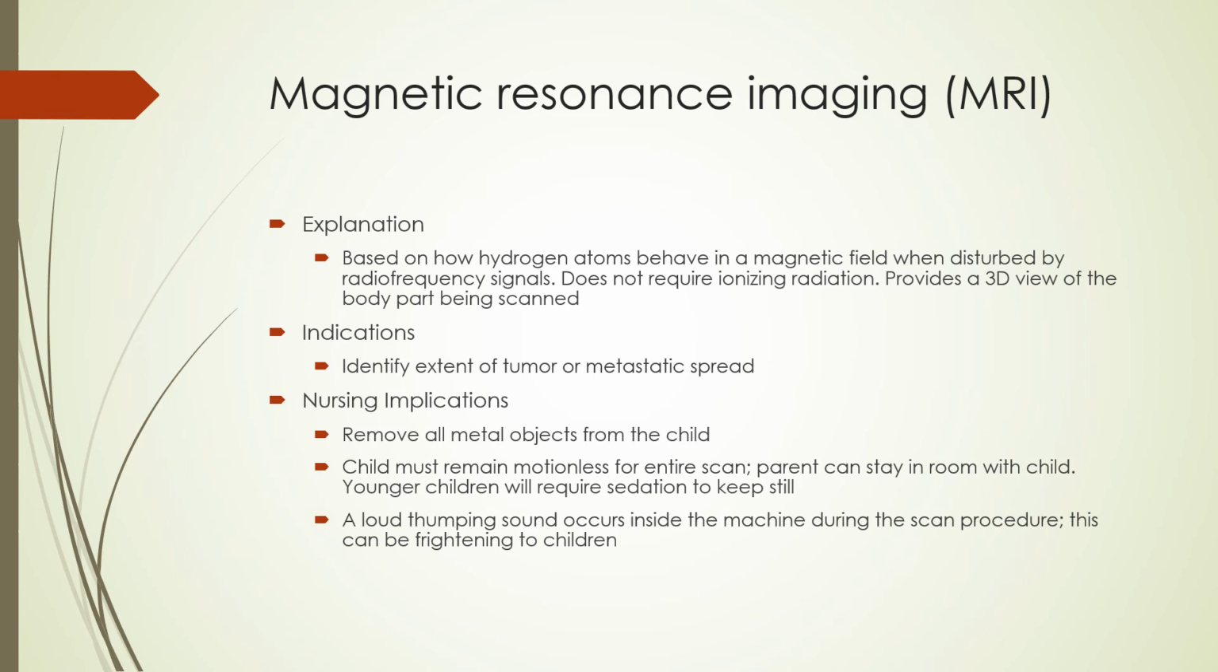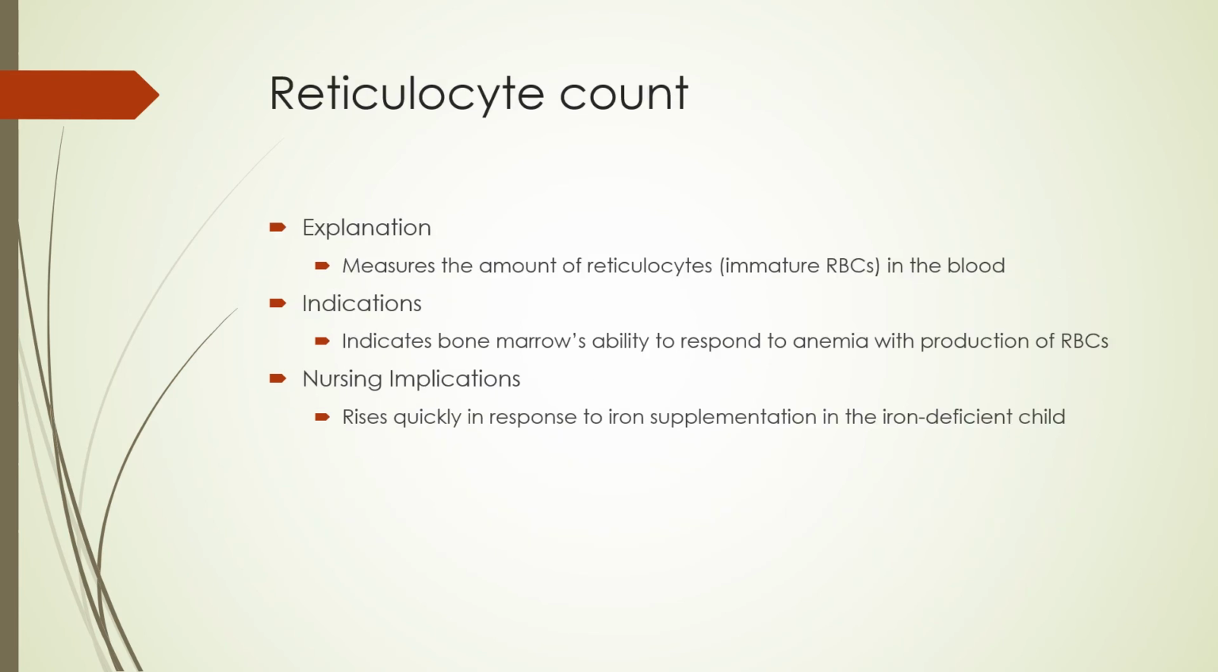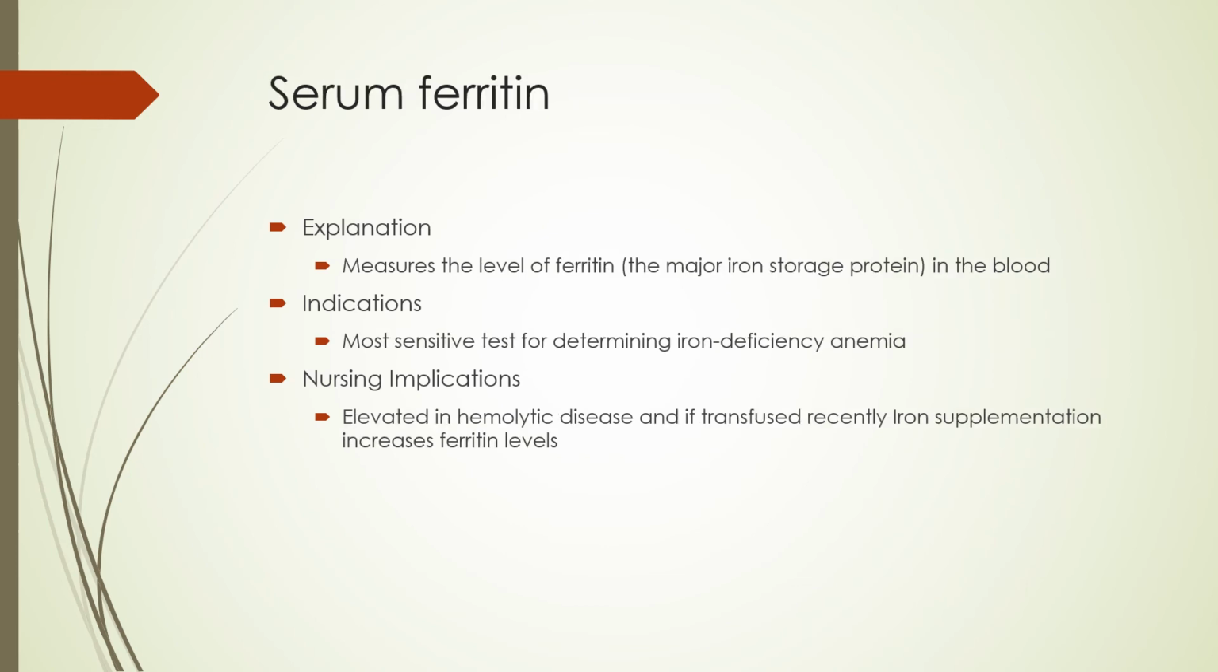So lots of prep. A reticulocyte count is simply a blood test. They often do this with a CBC. It measures the amount of reticulocytes. Reticulocytes are little immature red blood cells. This tells us that the body is producing them. It indicates the bone marrow's ability to respond to anemia with production of RBCs. And when we get children taking their iron supplementation in an iron deficient child, we actually see the retic count increase. So it's very good.